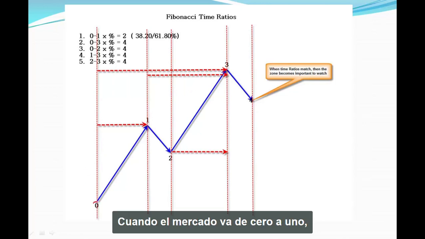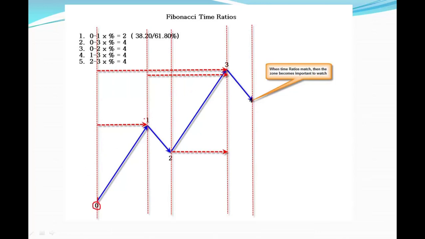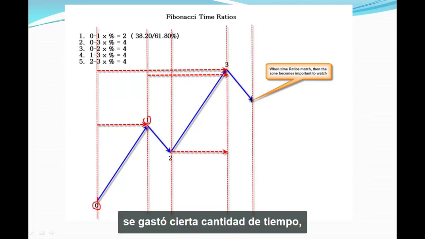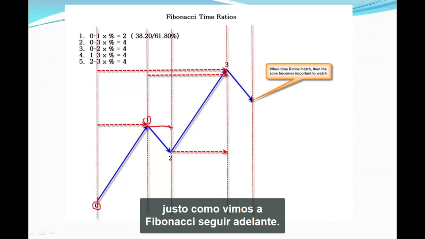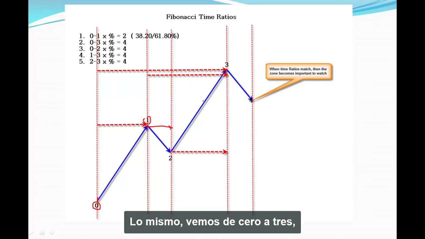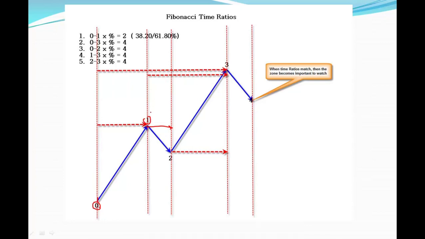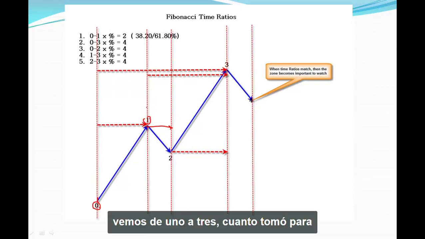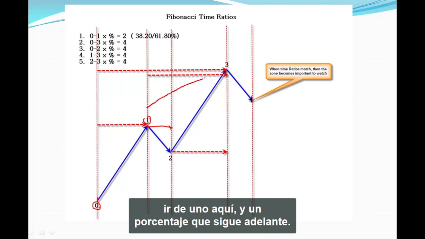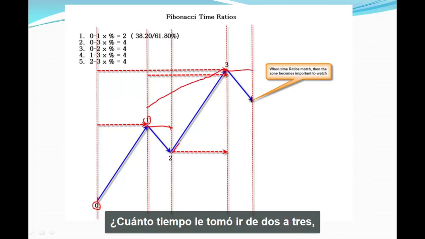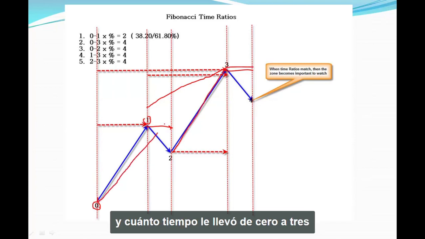So when the market goes from 0 to 1, a certain amount of time was spent, and then we look at a percentage just like we look at Fibonacci going forward. The same thing, we look at from 0 to 3. We look at 1 to 3. How long did it take to go from 1 here, and a percentage going forward? How long did it take to go from 2 to 3 and a percentage going forward? And how long did it take from 0 to 3 and a percentage going forward?